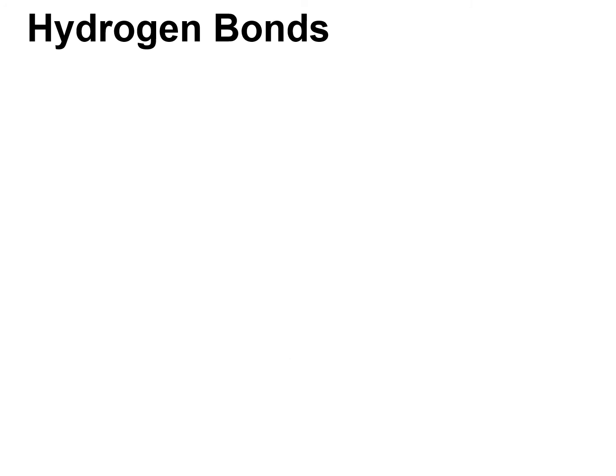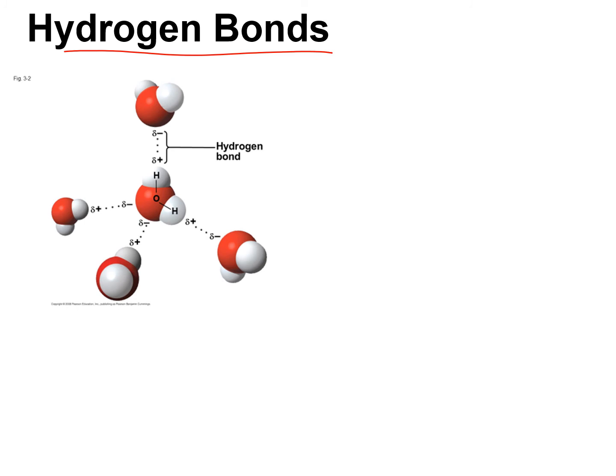The main characteristic that makes water so unusual is its ability to form hydrogen bonds. And hydrogen bonds are bonds between molecules. A hydrogen bond occurs between polar molecules. So in this case, this is a water molecule. And remember, the oxygen has a partial negative charge and the hydrogens have partial positive charges.